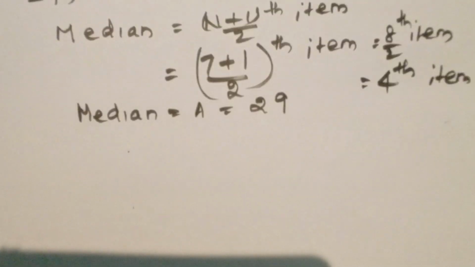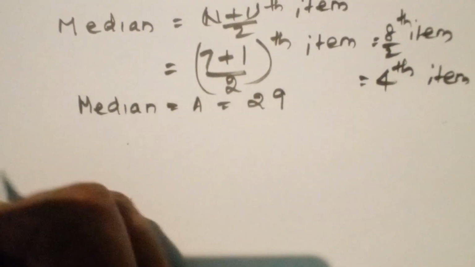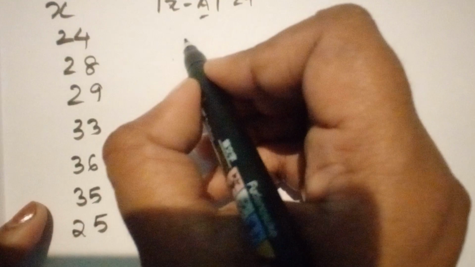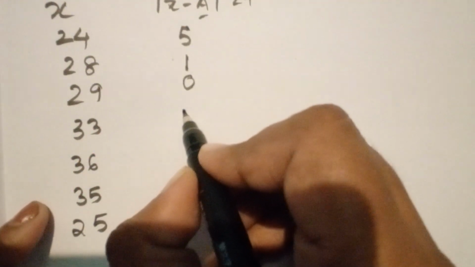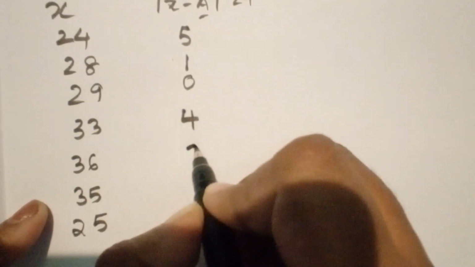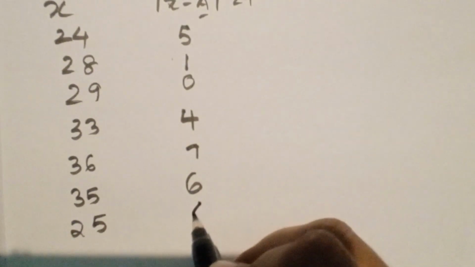Next, what we have to do? We have to simply substitute the values. So x I am rewriting again. Okay, so don't worry. 24, 28, 29, 33, 36, 35, 25. Now we have to calculate absolute value of x minus a. A we know is 29. Absolute value means we are ignoring the negative value. So 24 minus 29, 5, ignoring the negative value. 28 minus 29, 1. 29 minus 29, 0. 33 minus 29, 4. 36 minus 29, 7. 35 minus 29, 6. And 25 minus 29, ignoring the negative sign, it is 4.